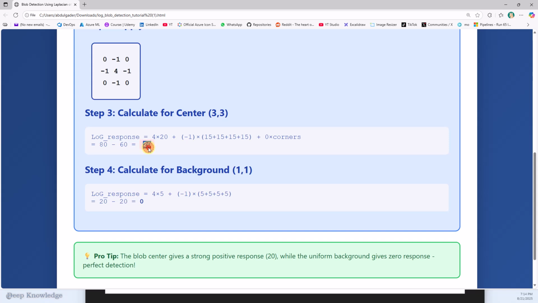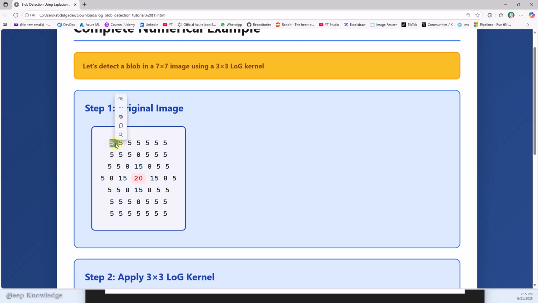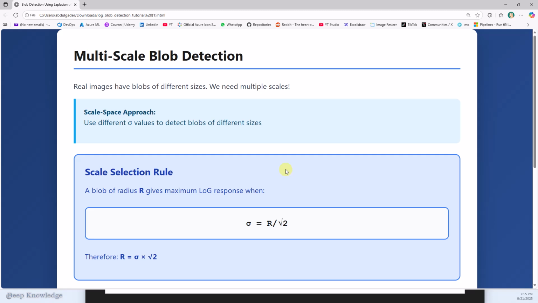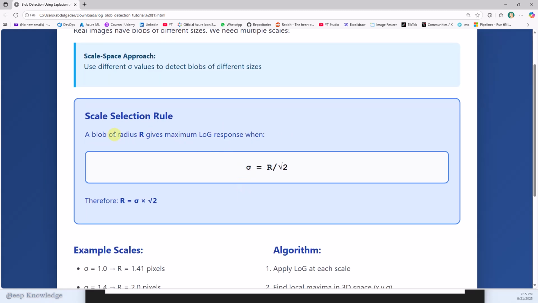We multiply this and the result is 20. Now if we apply it for 1, 1, meaning 0 1 and 0 1, this is the center pixel, the intersection of 1 and 1. We take this 3 by 3 image and apply it, and it will be 0. So this is how to detect the blobs.